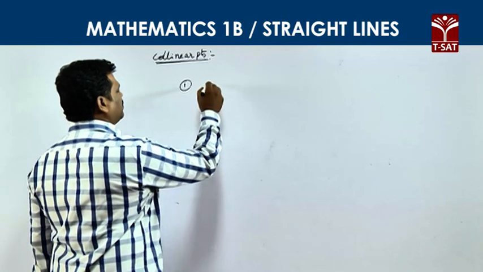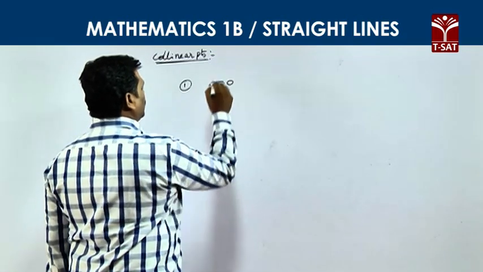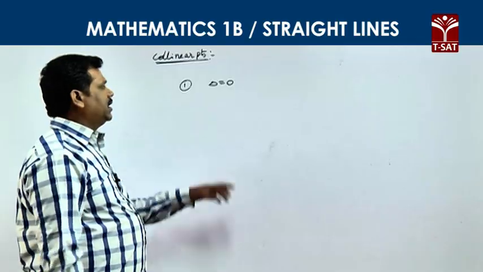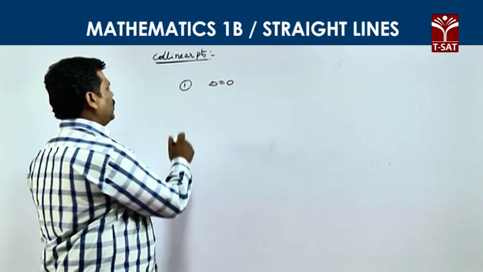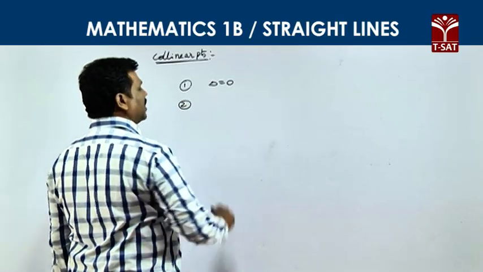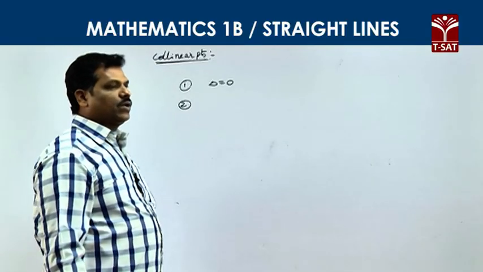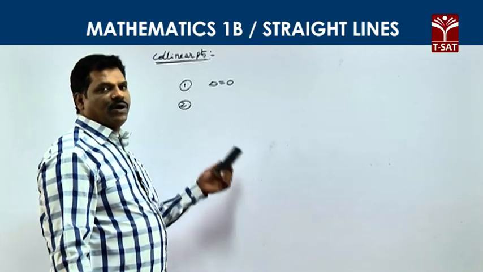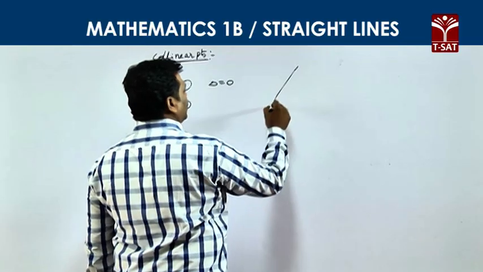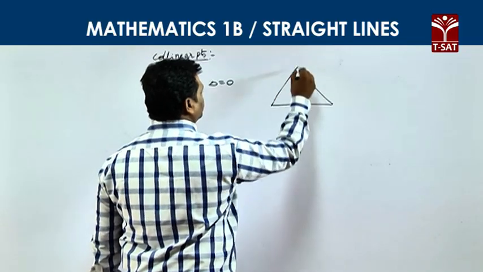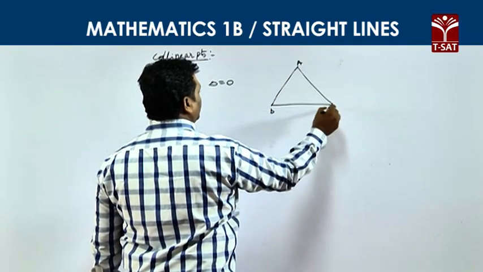First one is the area of the triangle equal to 0. Area of the triangle is denoted by delta. The area of the triangle equal to 0, and the second one is the sum of any two distances equal to the other distance. The sum of any two distances. So here A, B, C are vertices of a triangle.